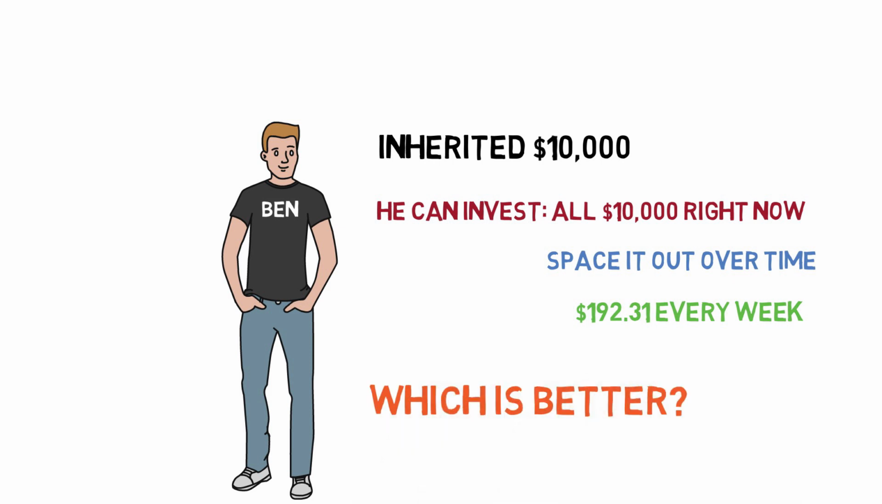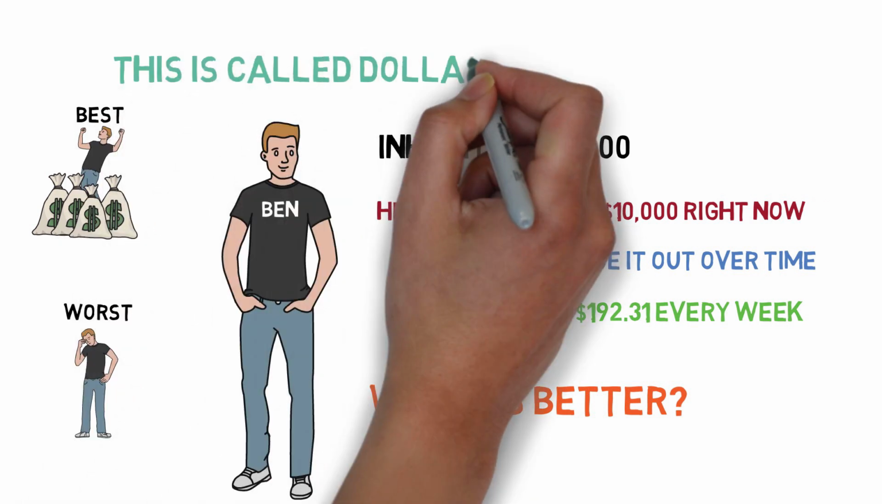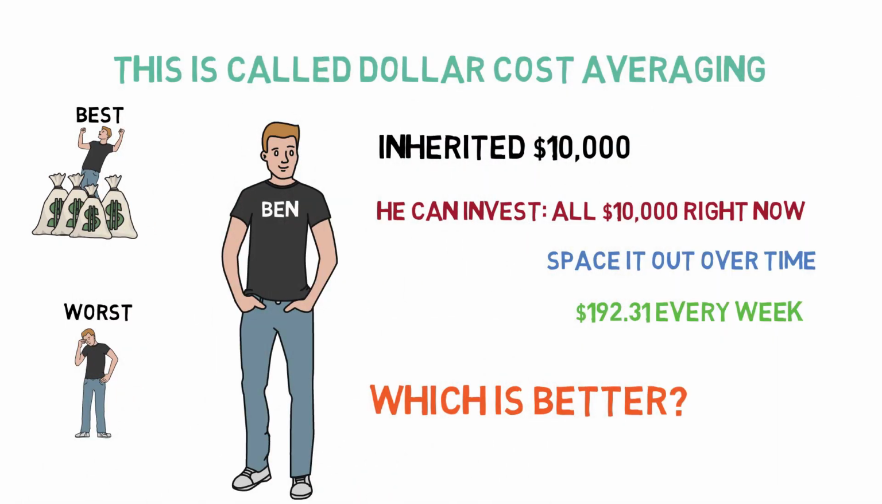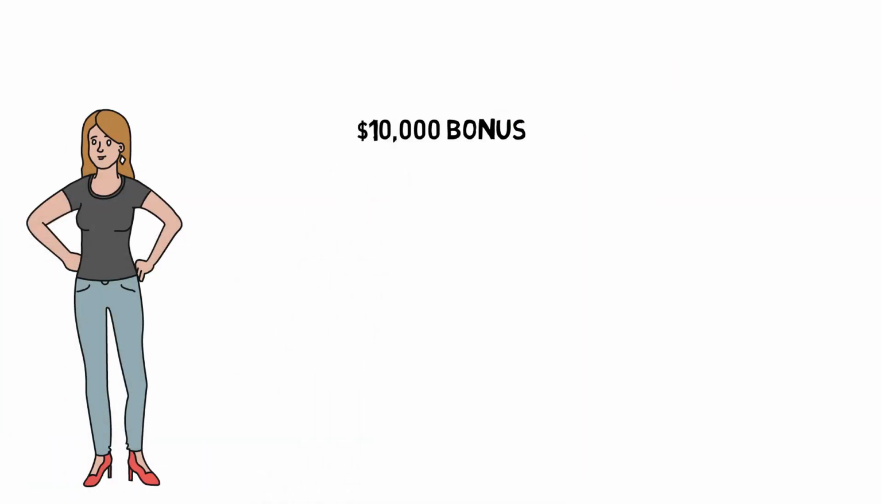Which is better? The answer depends on what the markets will do that year, but Ben knows there is no way to predict this with any certainty. Since he can't be certain what the markets will do, he chooses to invest $192.31 each week for the next 52 weeks. He won't get the best possible results, but he won't get the worst results either. This is called dollar cost averaging because he's averaging out the cost of his investments over the course of the next year.